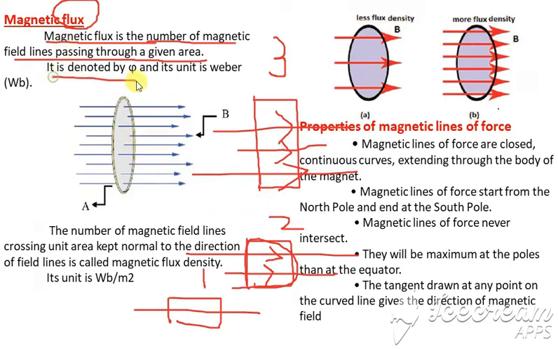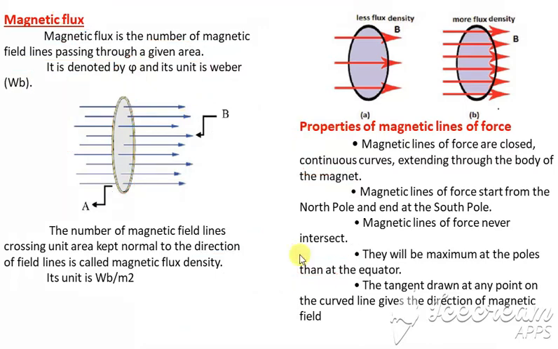Clear? It is denoted by phi, and its unit is Weber, written as Wb. Consider this area and count the number of lines in it. It is 1, 2, 3, 4, 5, 6, 7, 8, 9. So totally the magnetic flux is 9. Clear?